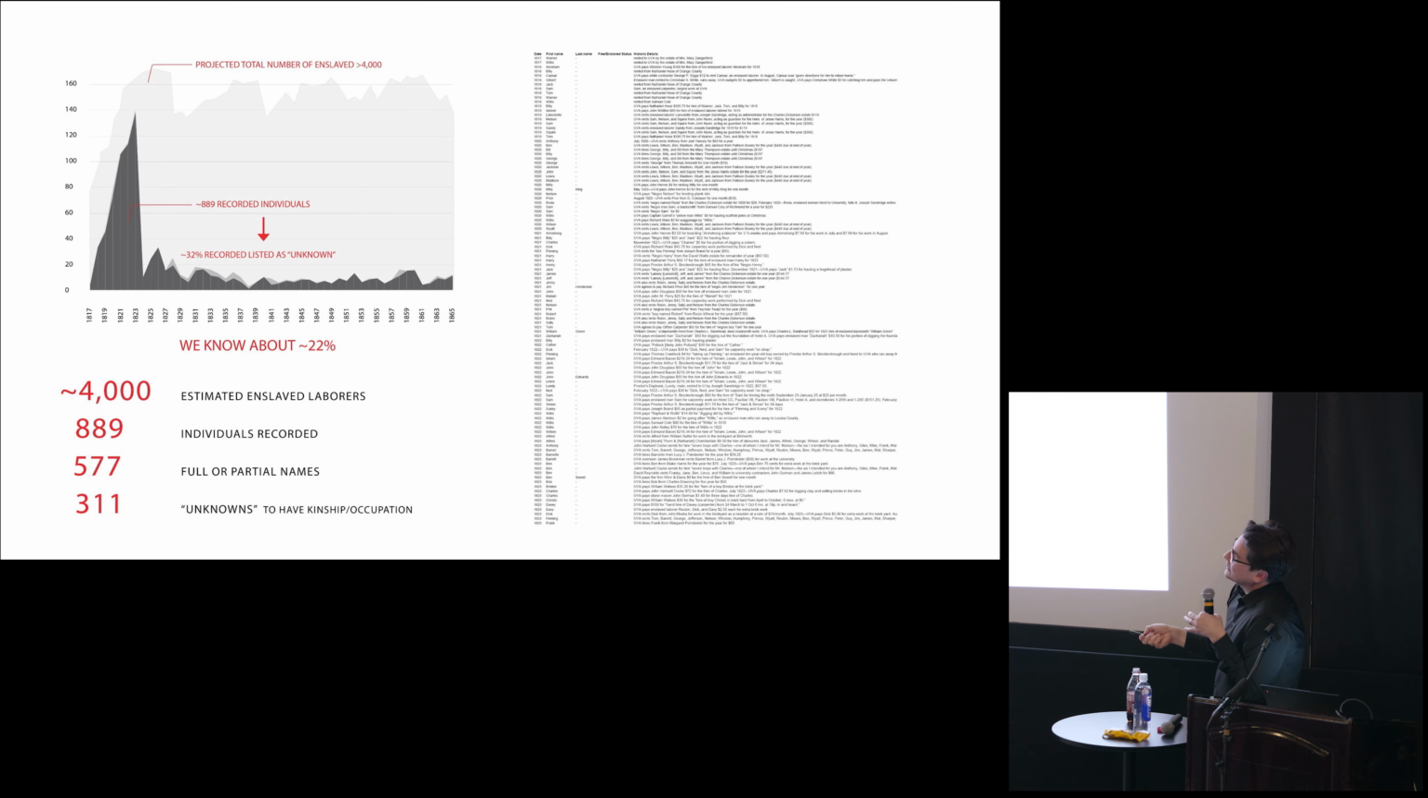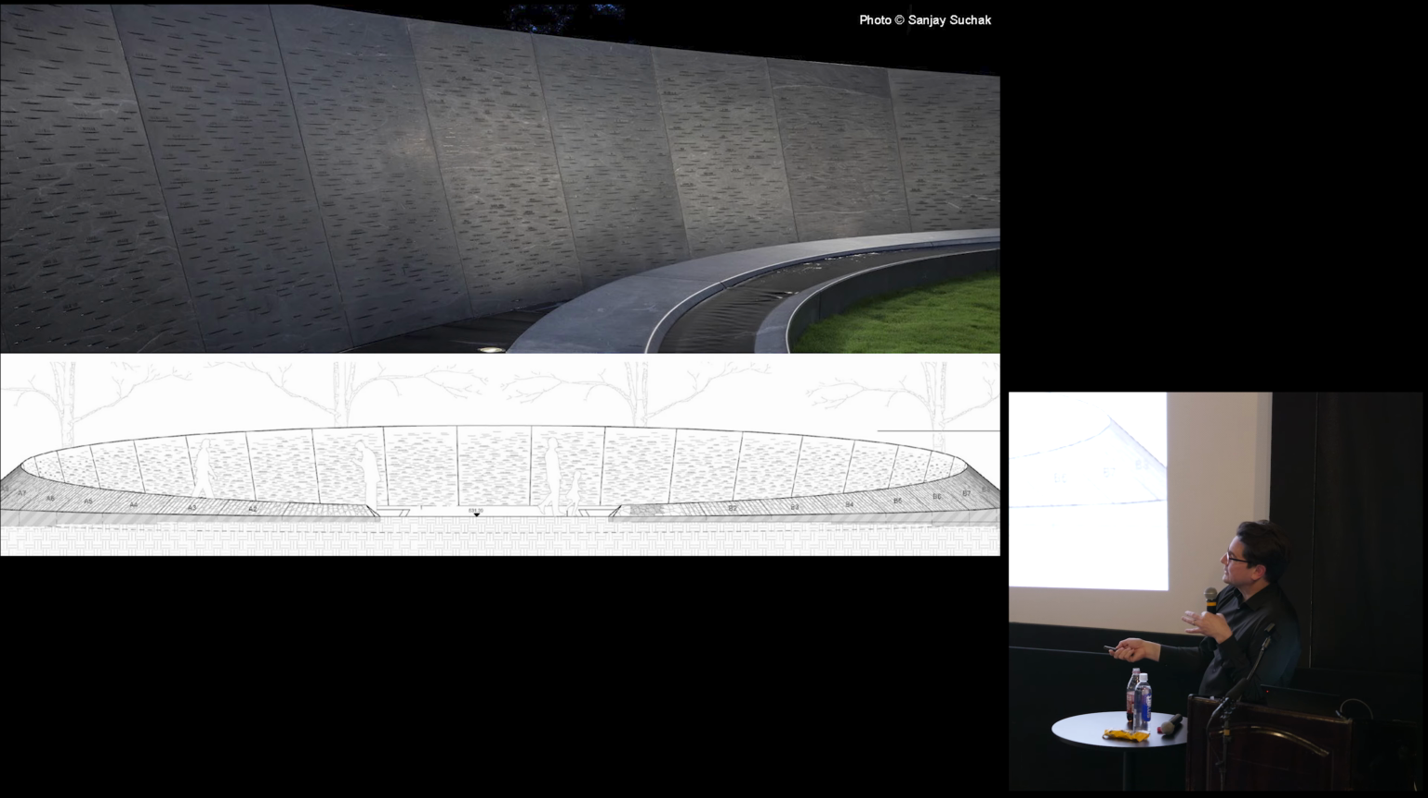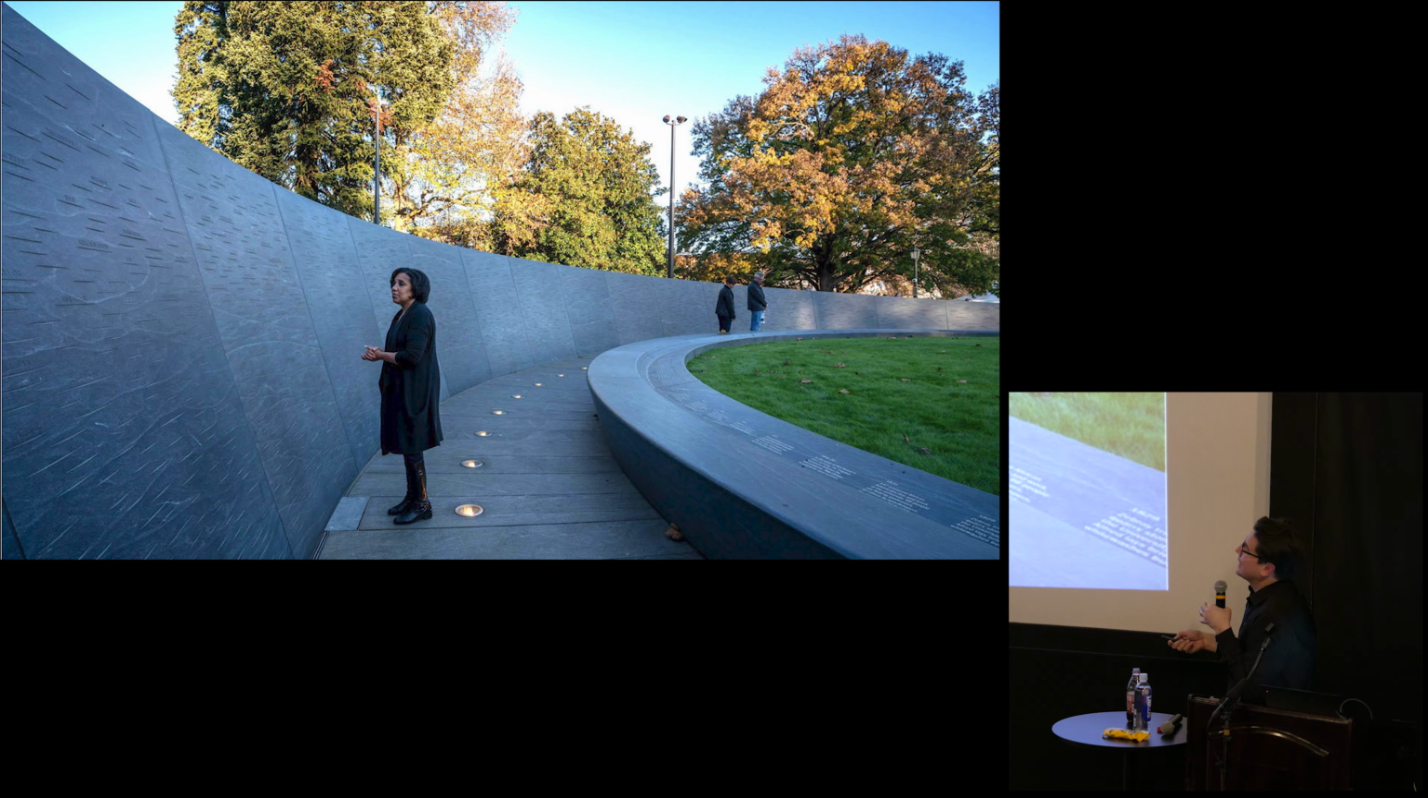And so we don't know, they think there were about 4,000 enslaved, but we only have 577 names. And so how do you acknowledge 4,000 when you don't know their names? So we came up with this idea that we would create a genealogical cloud, and we carve names when we knew them and blanks when we didn't.